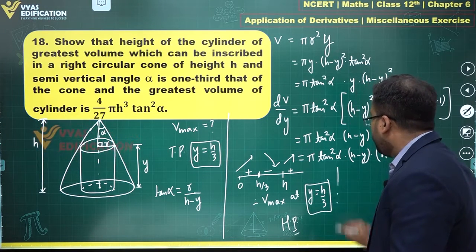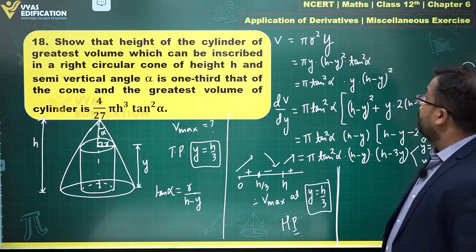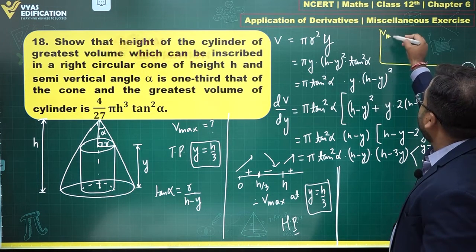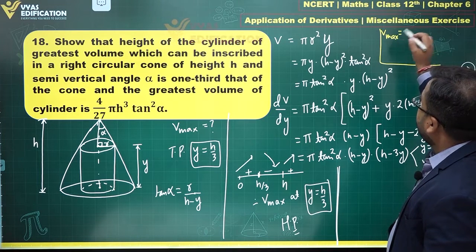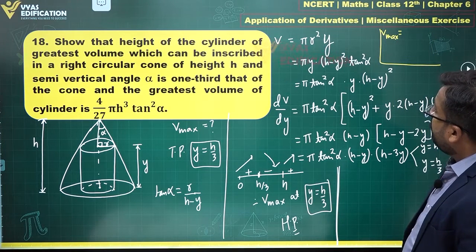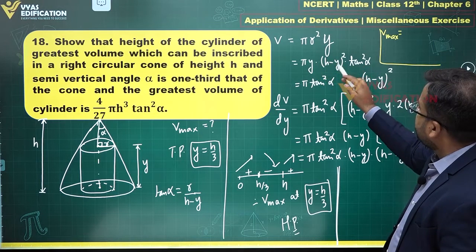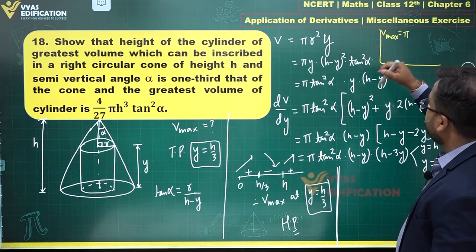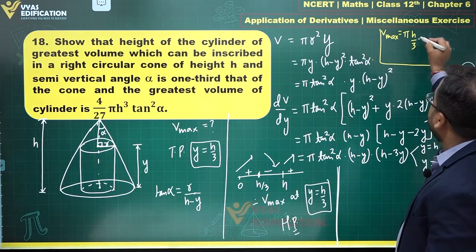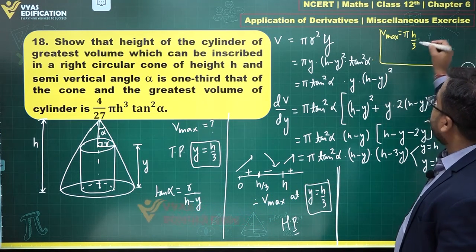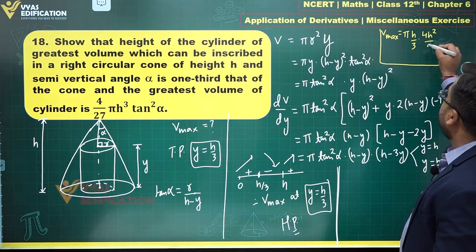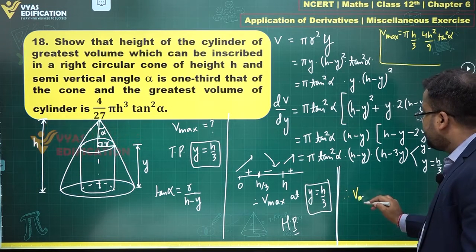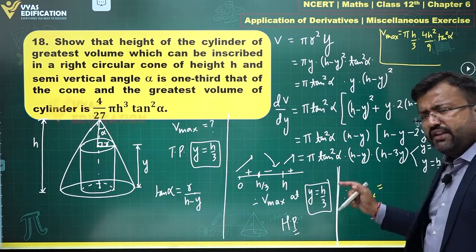The next part is to find the V max. Can we find that V max over there? Yes. V max will be equal to pi r square y, where y is equal to h by 3. That's known. What is r square? R square is h minus y whole square tan square alpha. So pi times y, which is h by 3, times h minus h by 3, which is 2h by 3 whole square, which is 4h square by 9 times tan square alpha. Therefore, from there you can get V max as well.